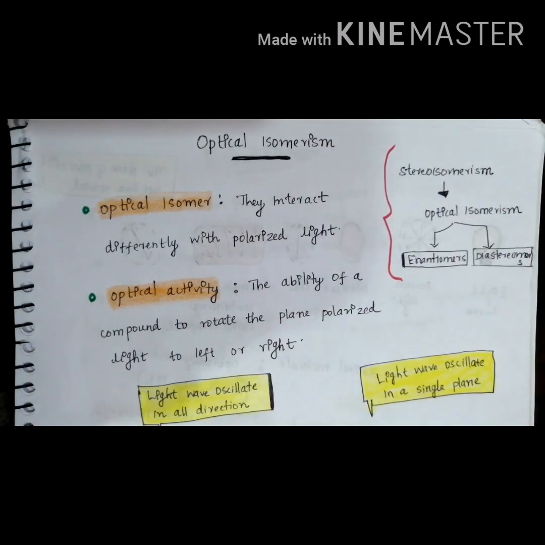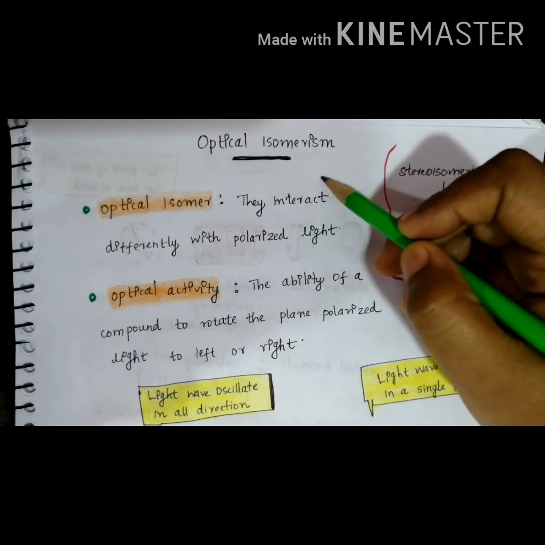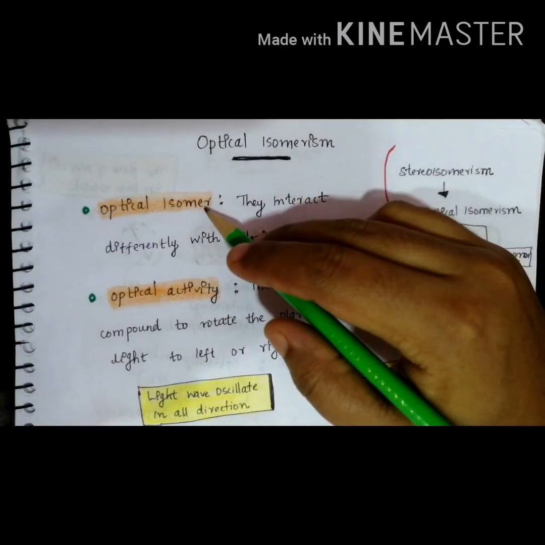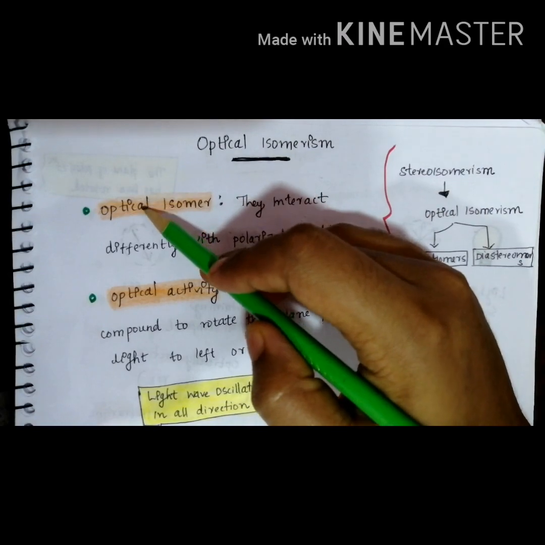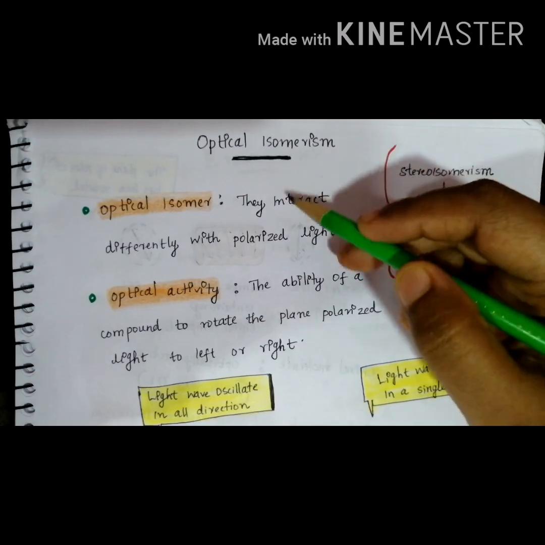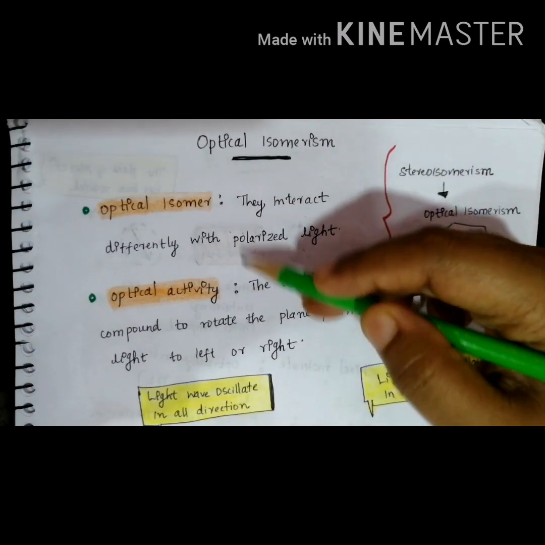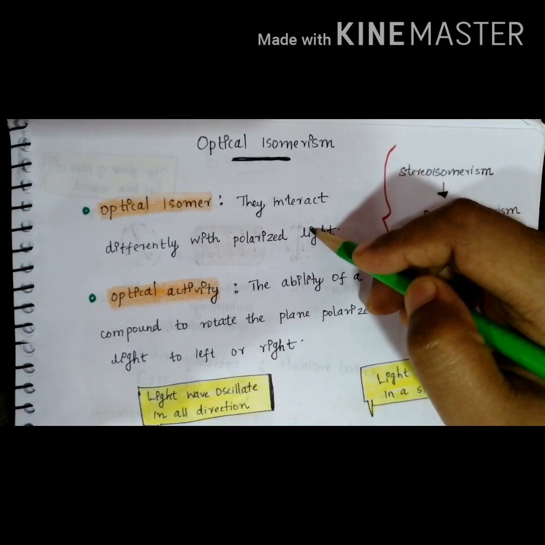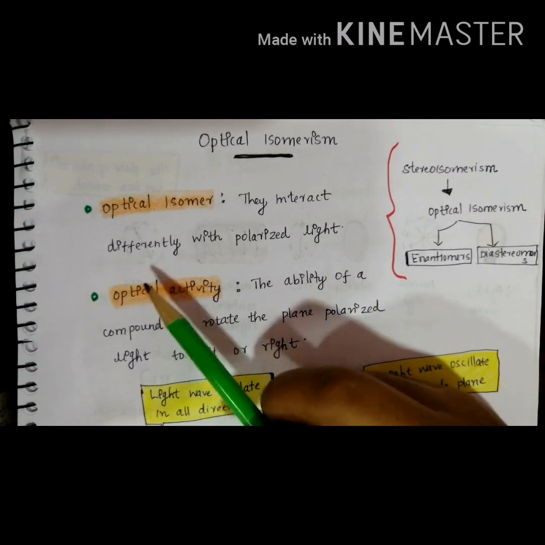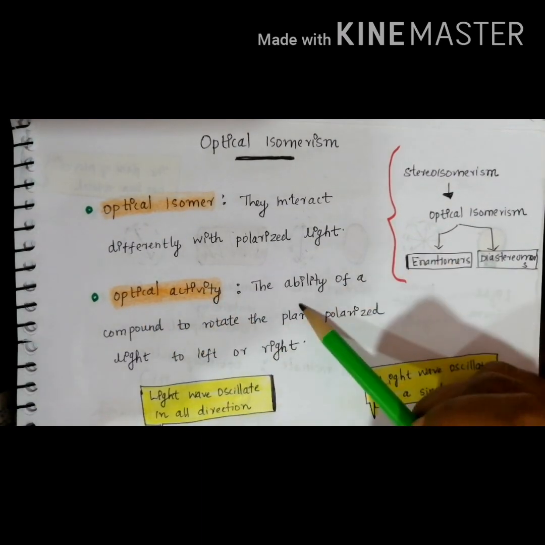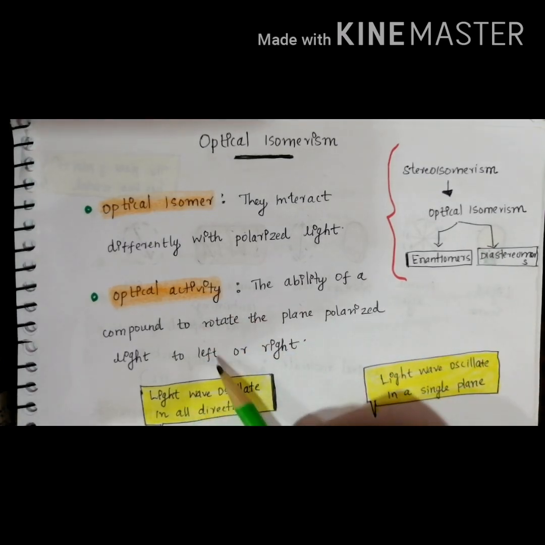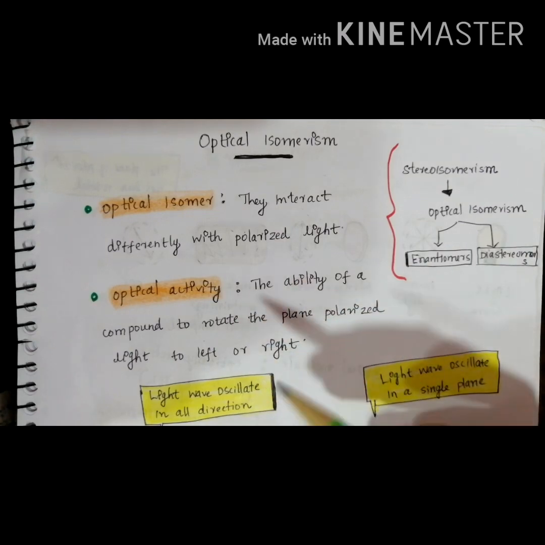What we mean by optical isomers is that they interact differently with polarized light. Those types of compounds are generally called optical isomers. That means there is a connection with light, and here we are selecting polarized light. So compounds that interact differently with polarized light are referred to as optical isomers. Then the term optical activity defines the ability of a compound to rotate the plane polarized light to the left or right. These are some basic definitions.